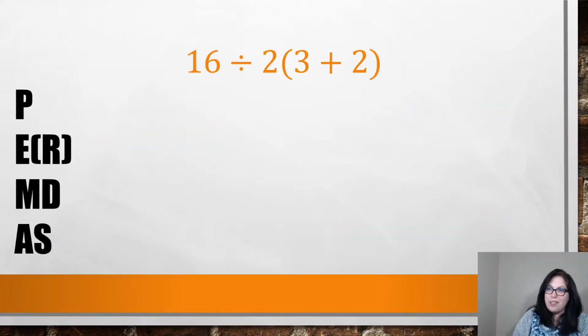Here's one. It's very similar to one I saw recently. 16 divided by 2. In the parentheses, we have 3 plus 2. So 16 divided by 2 times the quantity of 3 plus 2. And we have to remember that we have to apply order of operations to these things.